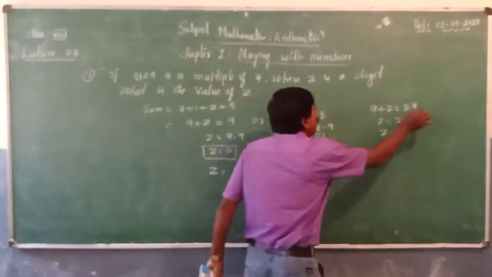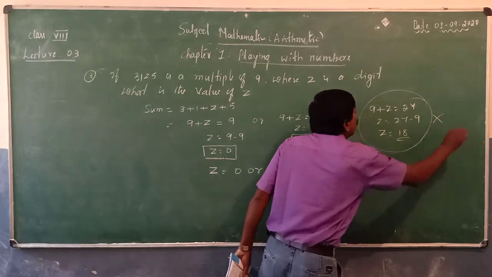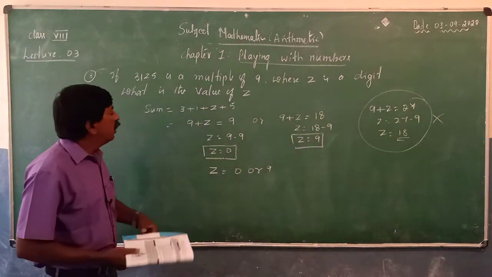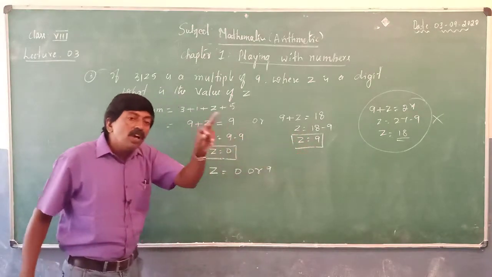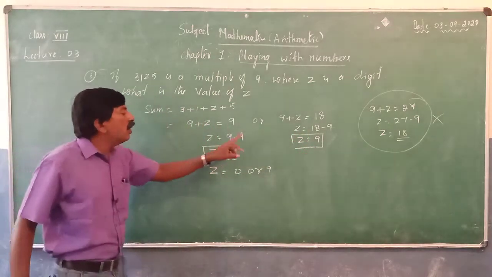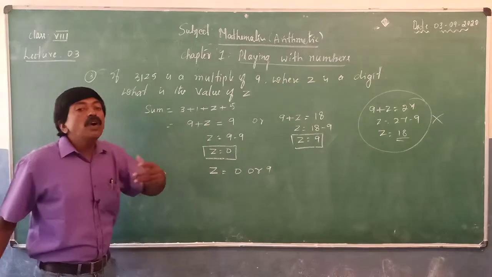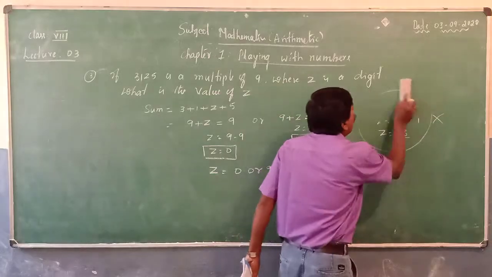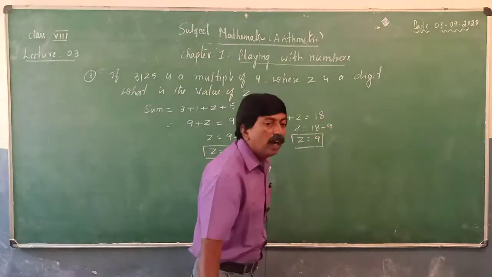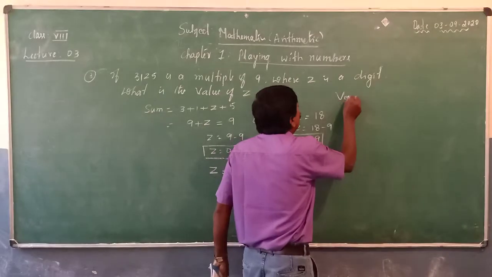Remember, 18 is not possible. So don't write only 0. Even 9 is also correct. Either 0 or 9. Now you can verify whether our answer is true or not. Yes, you can verify.